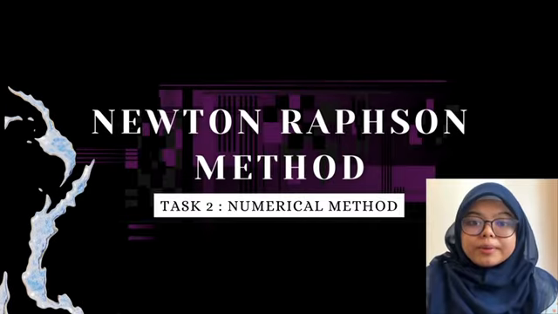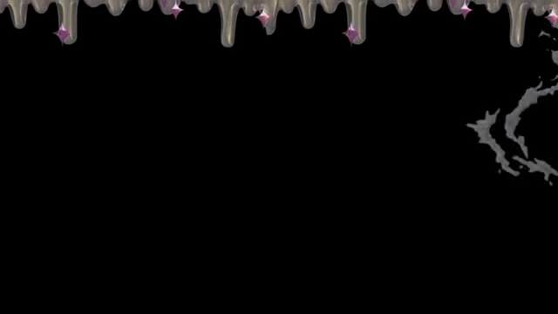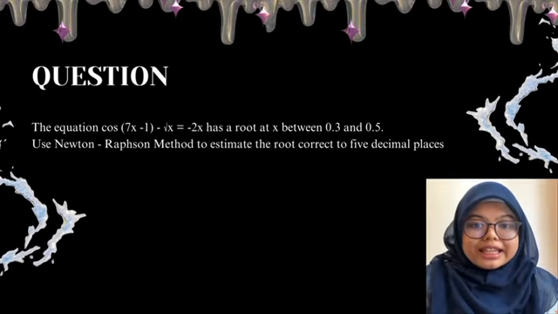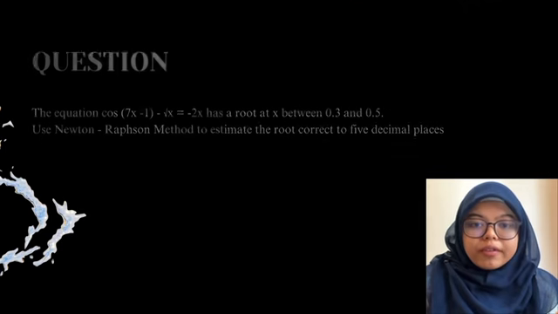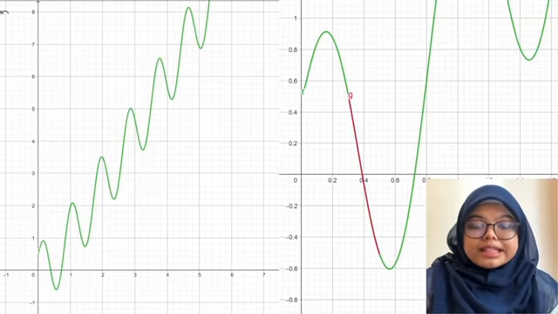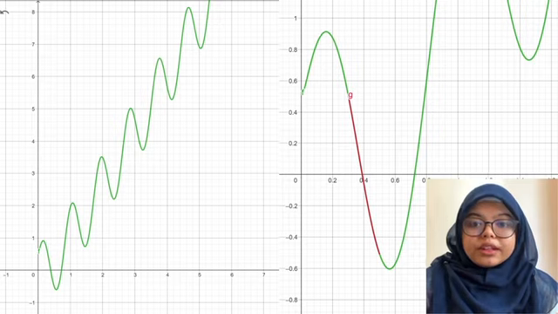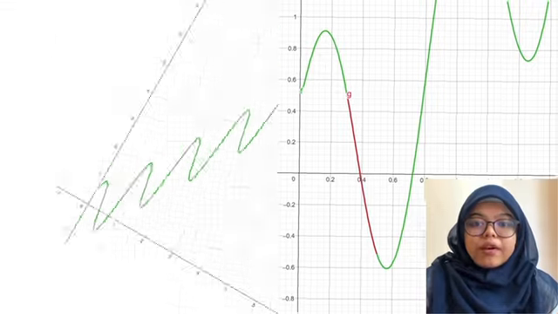For task 2, we'll be using the Newton-Raphson method. From the question, we are given the nonlinear equation to find the root between 0.3 to 0.5. Let's look at the graph. This is the reason why we use the Newton-Raphson method. It's because the graph is continuous and nonlinear, and it's difficult to determine the root of the graph.